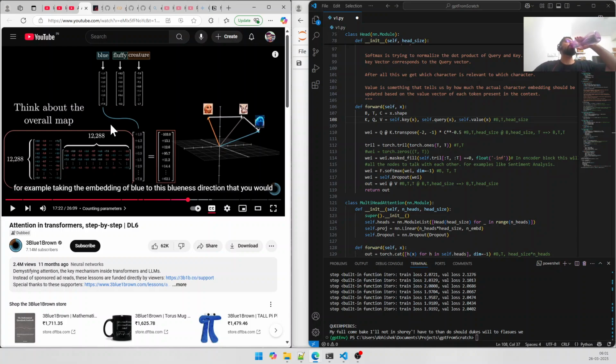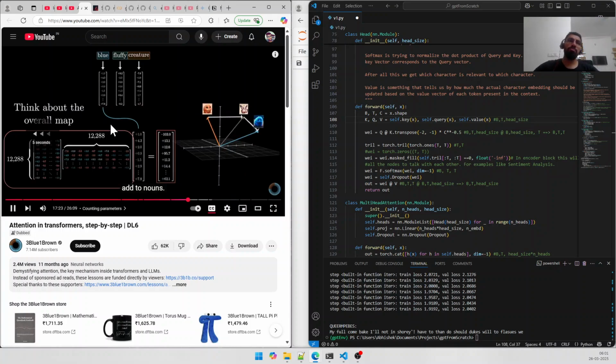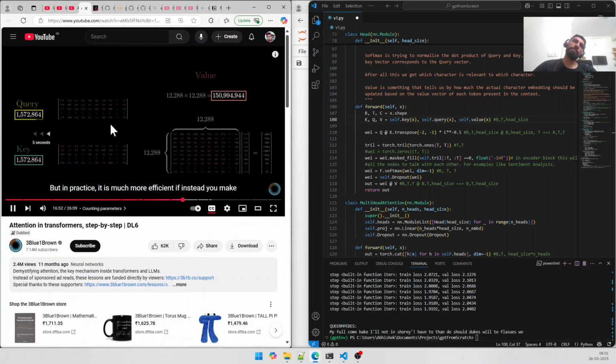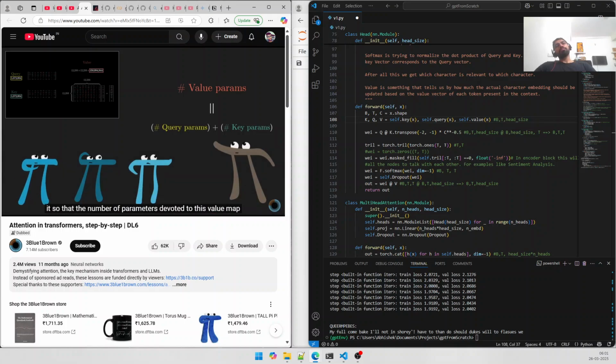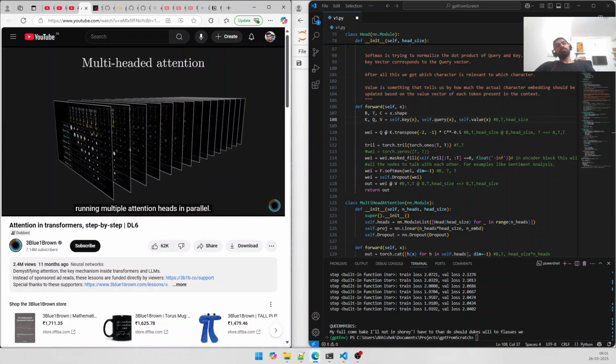The first matrix on the right-hand side, for example, taking the one with is. This is devoted, but in practice, it is much more efficient if instead you make it so that the number of parameters devoted to this value map is the same as the number devoted to the key and the query. This is especially relevant in the setting of running multiple attention heads in parallel.